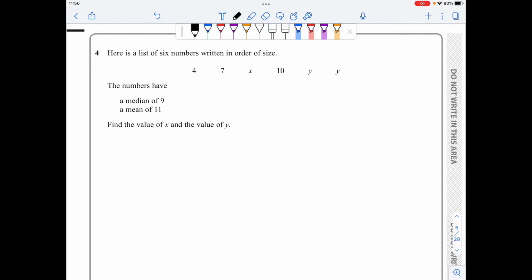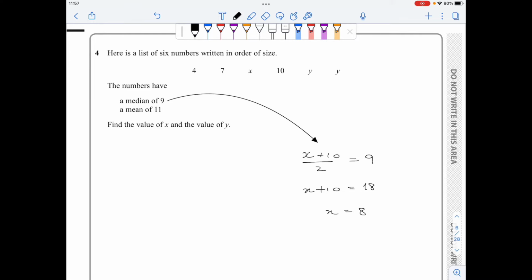For question 4, I am being told that the median is 9. Now I've got 6 numbers. When I add the 2 middle ones and divide by 2, I should get a 9. So let's start from here. X plus 10 over 2 is equal to 9. X plus 10 is equal to 18. X is equal to 8.